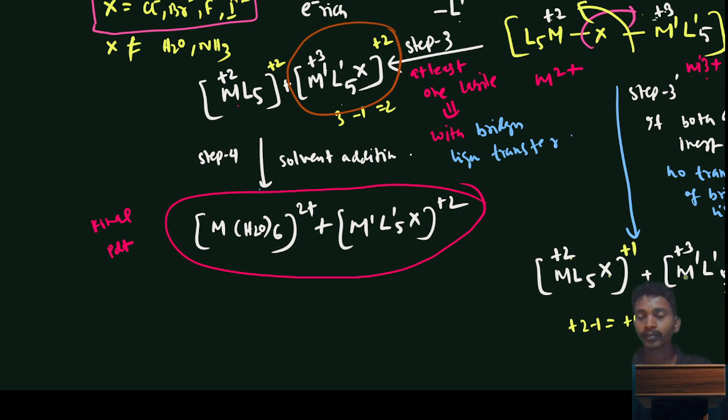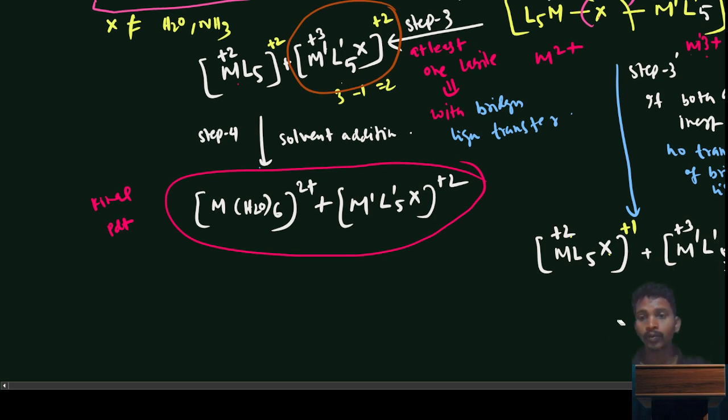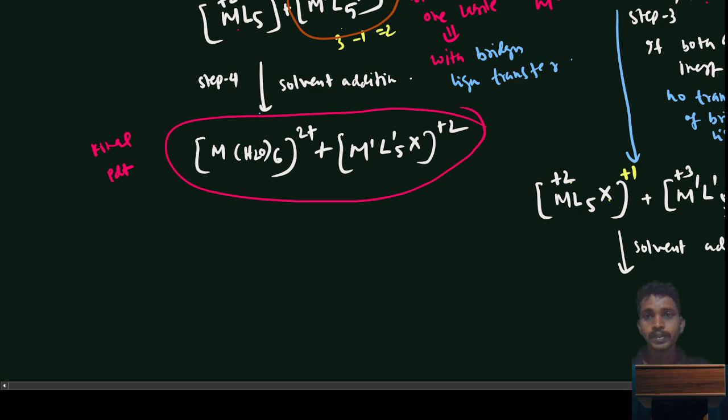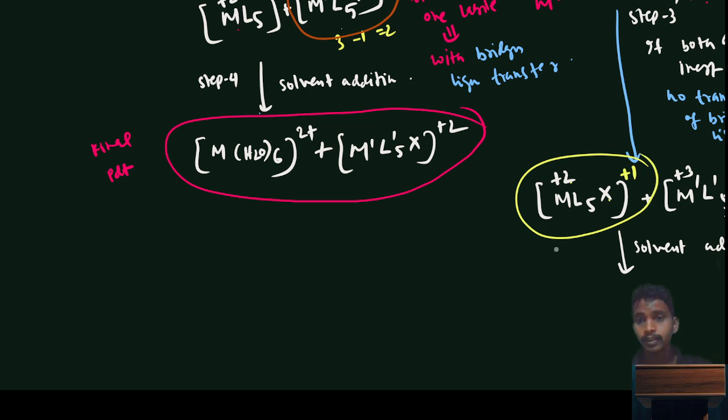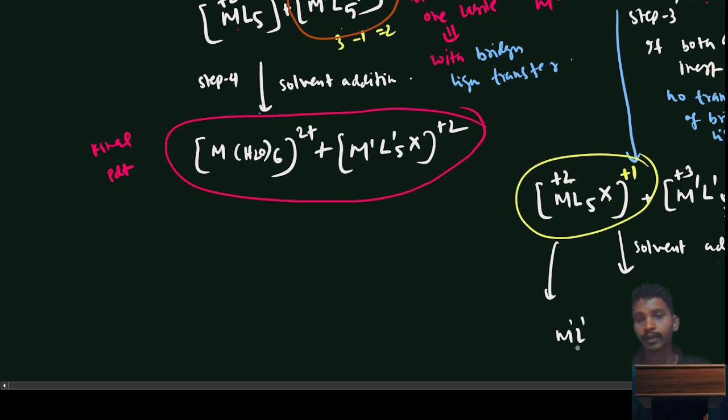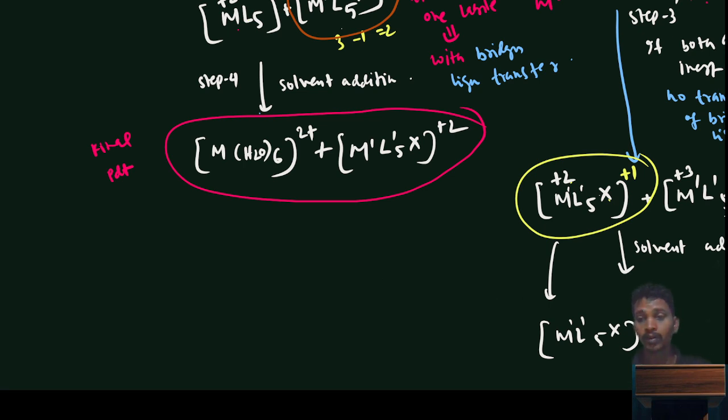Now these are neutral ligands, because L and L' are neutral, so this is going to be the +3 charge. This is the complex. The next step is that solvent additions will happen. Wherever the halogen, that is the bridging ligand, is there, no change will happen. So the same thing I write: M L' 5 X +1. Wherever the bridging ligand is, there will be no replacement by water.